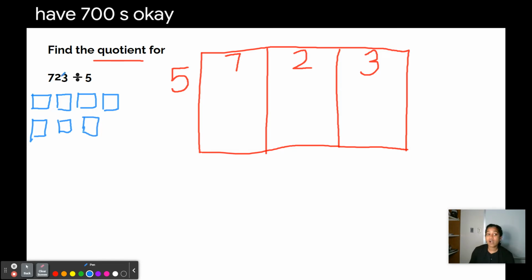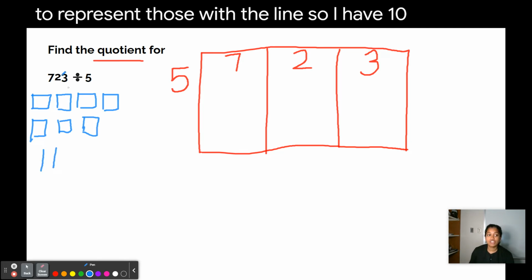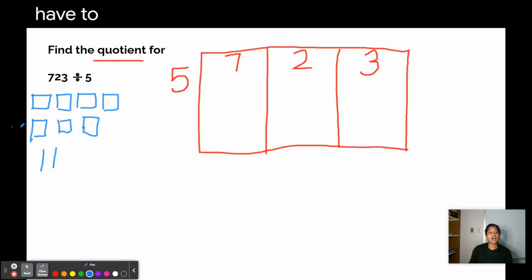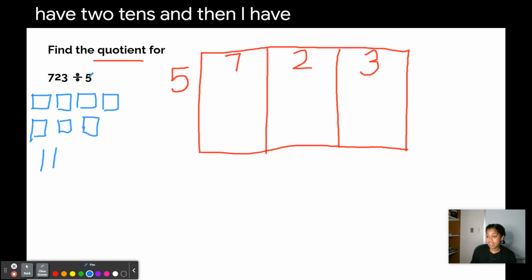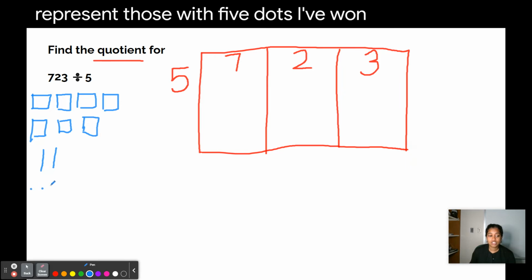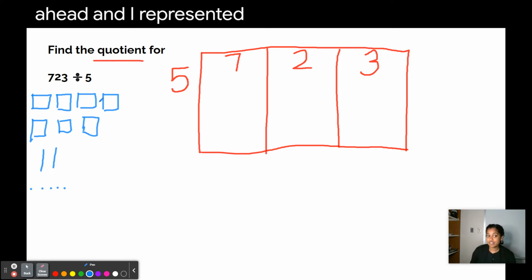Okay. Now I need to draw 2 tens. I'm going to represent those with a line. So I have 10, 20. So I have 2 tens. And then I have 5 ones. I'm going to represent those with 5 dots. So I have 1, 2, 3, 4, 5. Okay. So I went ahead and represented 723 with base 10 blocks.